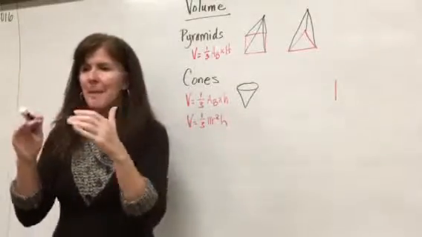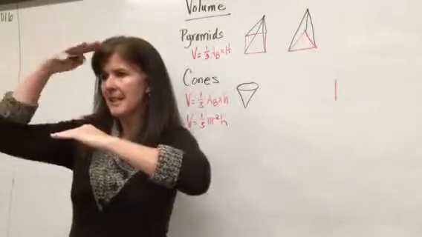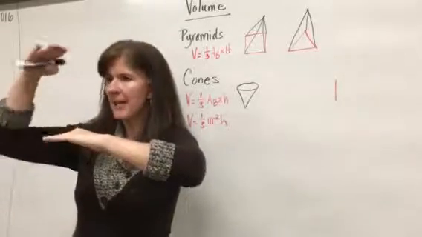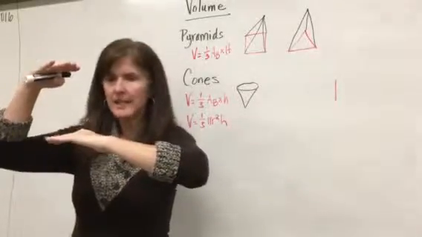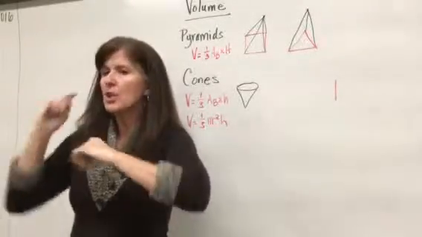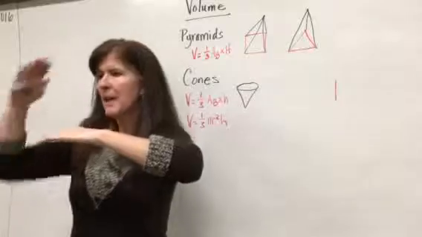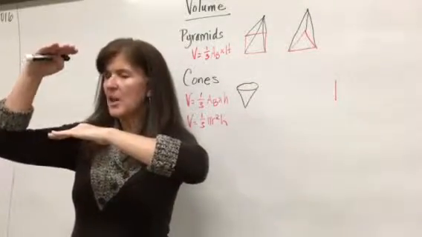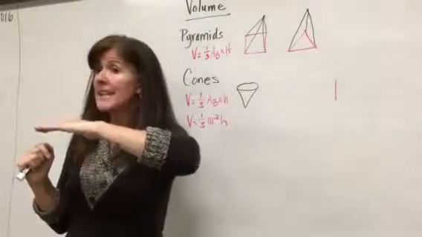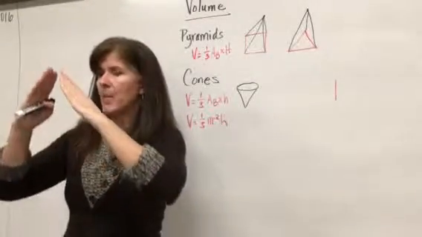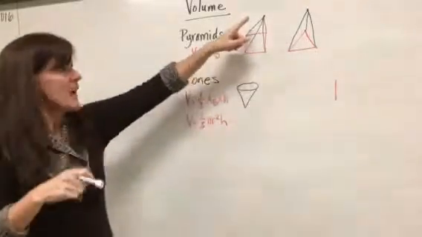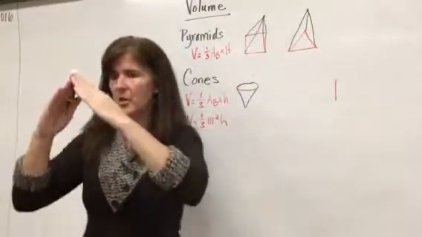A prism has the same base as the top. A rectangular prism has a rectangular bottom and a rectangular top, right? Like that Kleenex box. Cylinder, same thing: circle on the bottom, circle on the top. Triangular prism, triangle on the bottom, triangle on the top. A pyramid might have a triangle or a rectangle on the bottom, but then it points up. It ends in a point. The top goes to a point.